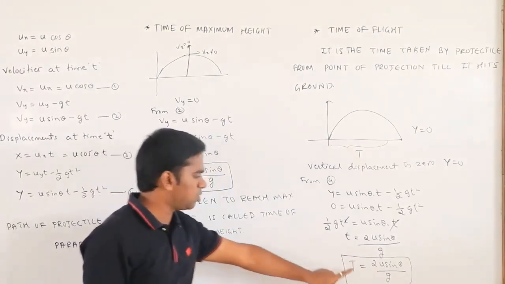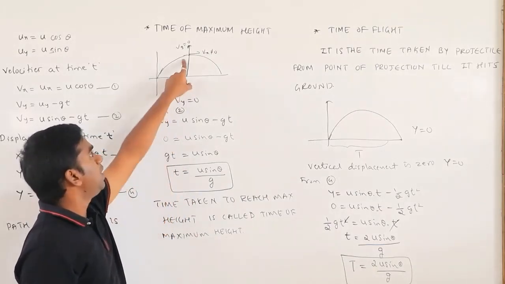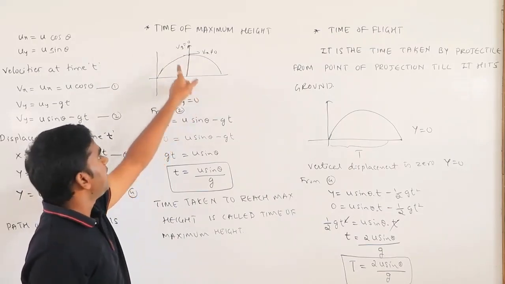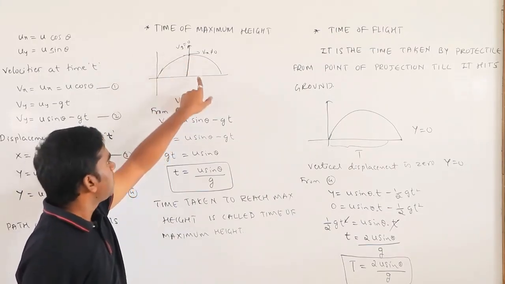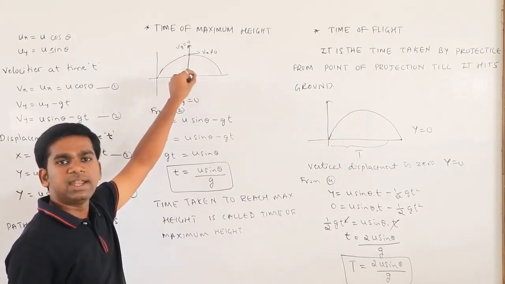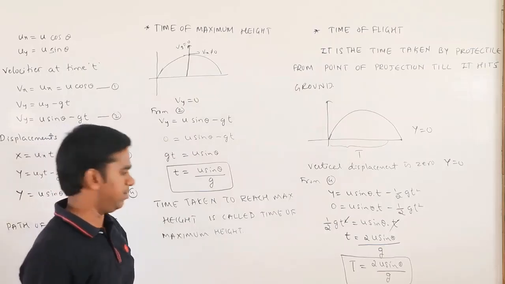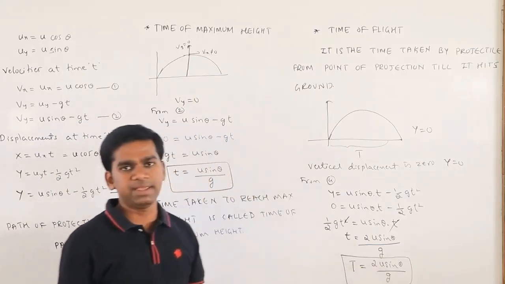So that means the total time is 2 times the time taken to go up, to reach the maximum height. The time it takes to reach the maximum height is the same time it will take to come back to the ground. That means time of ascending is equal to descending time. That is what we are getting here: T equals 2u sin theta divided by g.